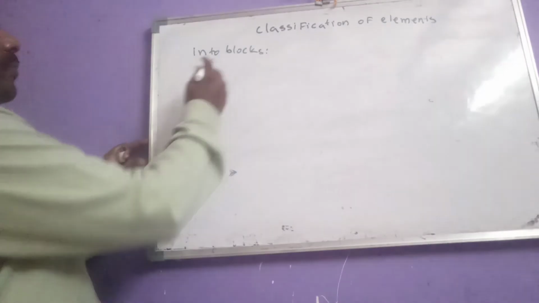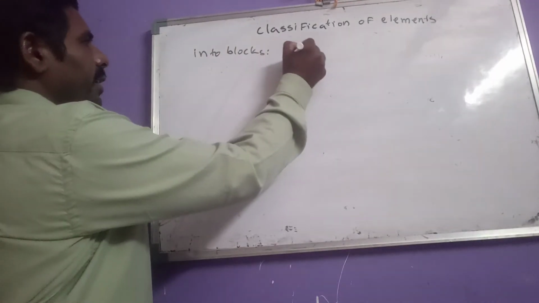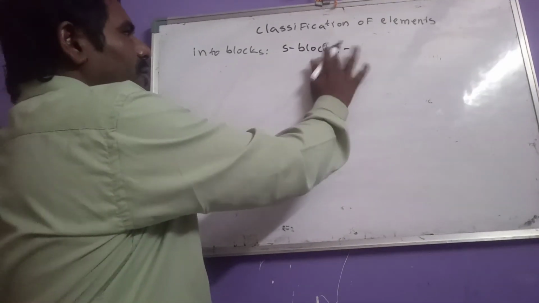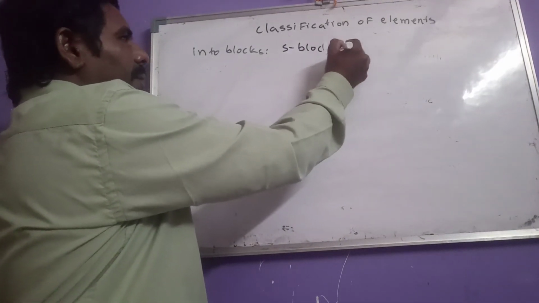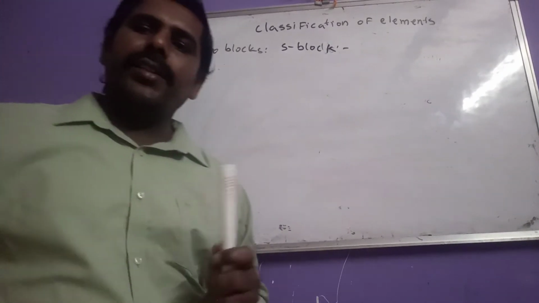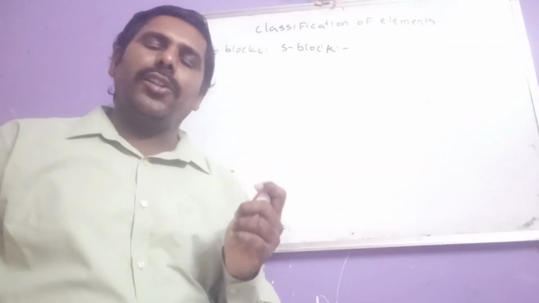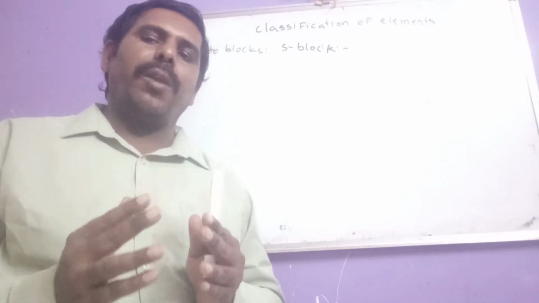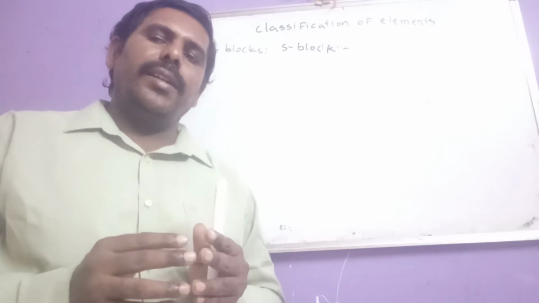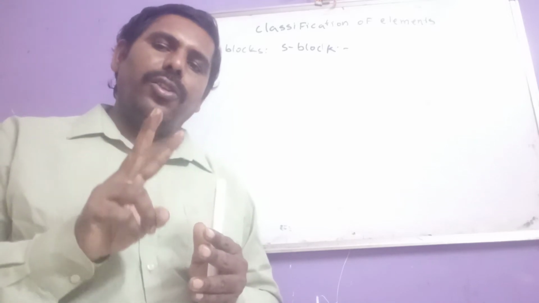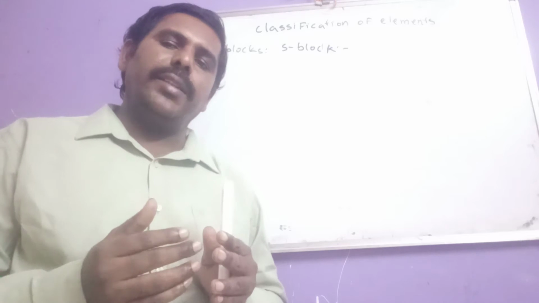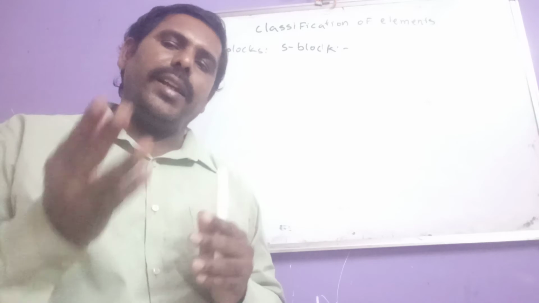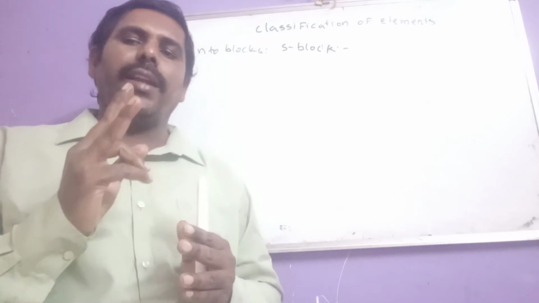So let us see. First one is which one here? S block elements. S block elements means what here? The elements in which the differentiating electron enters into an s orbital, that element belongs to s block. And s block elements contain two groups. How to remember this? An s subshell can accommodate two electrons. Like that, an s block also contains two groups.